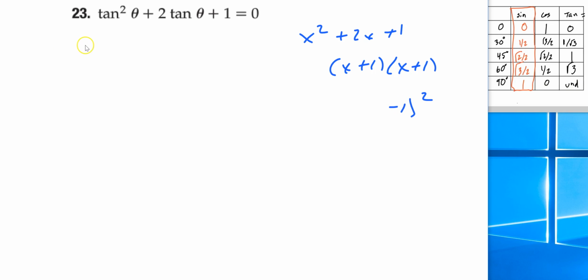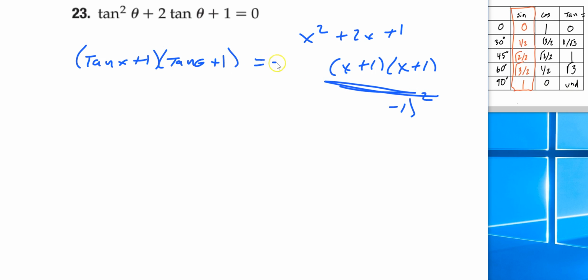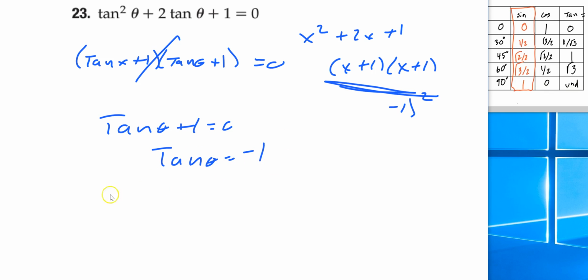So if I wanted to solve this one, I'll just do tan theta plus 1, just like I factored it, equals 0. Split it, they're the same one, so we just have to solve one of them. Tan theta plus 1 equals 0. Tan theta equals negative 1. So again, how do we solve that? All Students Take Calculus. Tan is positive at A and at T because T is tan. These two are negative. We have a negative value, so let's draw our triangles in the negative quadrants.